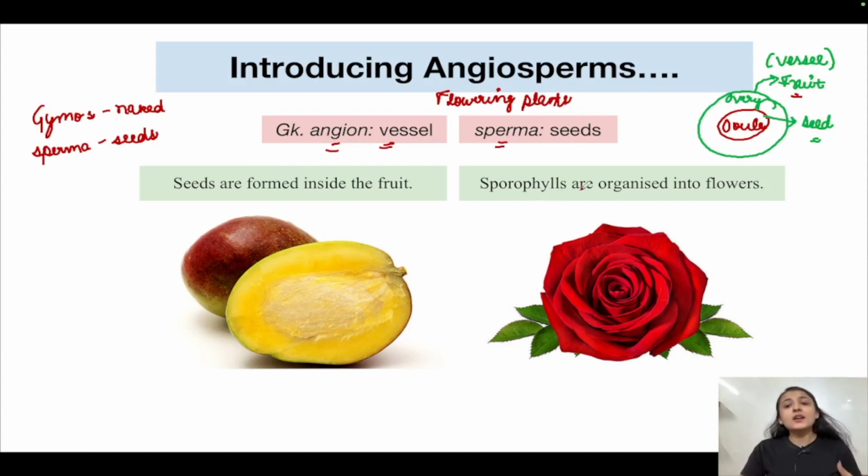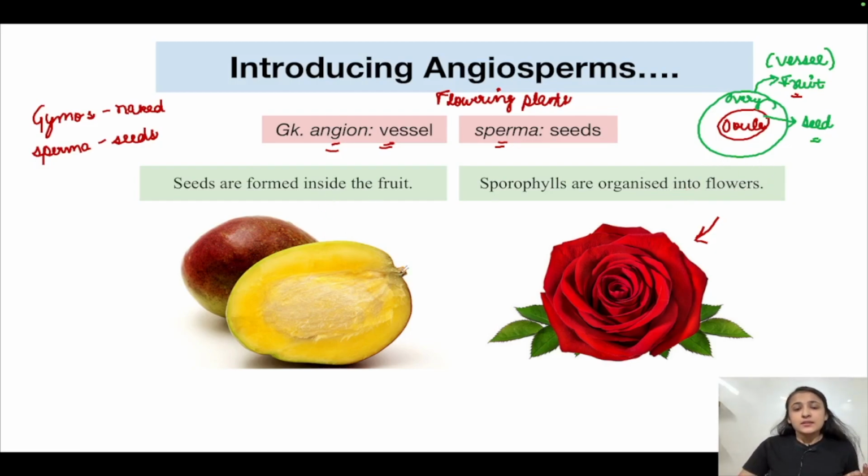And the sporophylls are organized into flowers. We studied in the previous lecture also, I gave you an indication about this specific information, that sporophylls in angiosperms organize themselves into structures called flowers. Whereas in gymnosperms, for example in the conifers, the sporophylls organize themselves into cones. But in all the angiosperms, the sporophylls organize themselves into flowers.